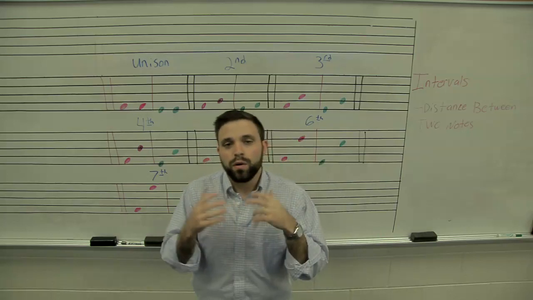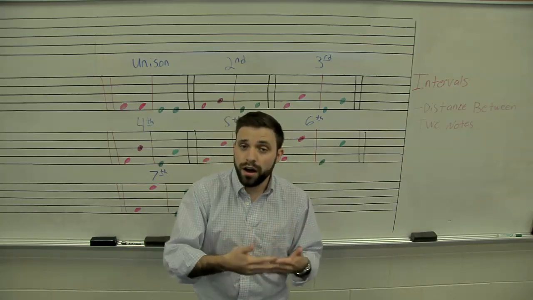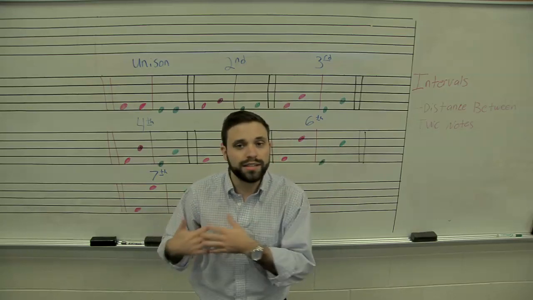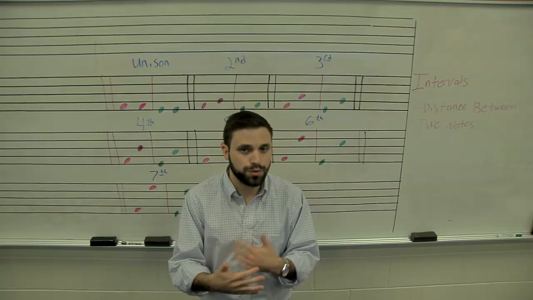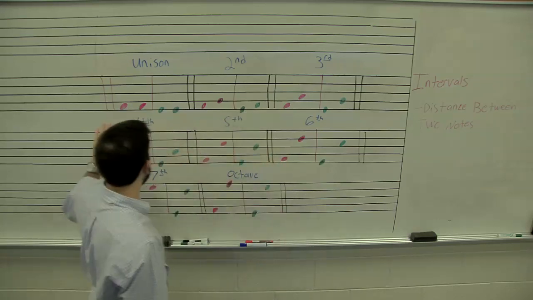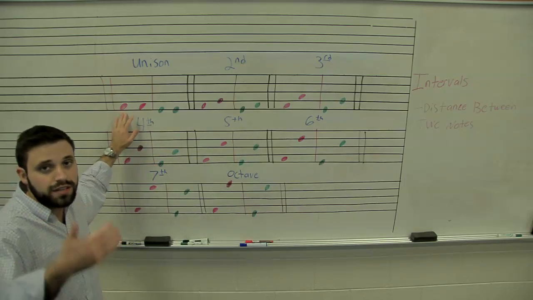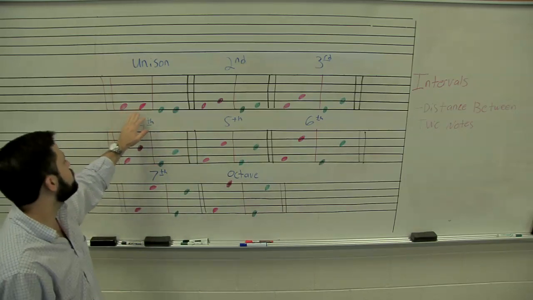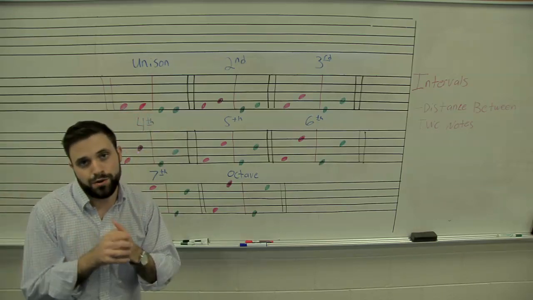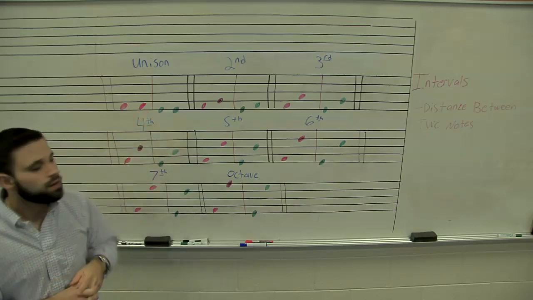So intervals are counted numerically by counting both of the tones and counting the number of lines and spaces between those two notes. So for example, we'll start with unison. A unison is a repetition of the note that is being sung, played, what have you. There's no change going from these notes.